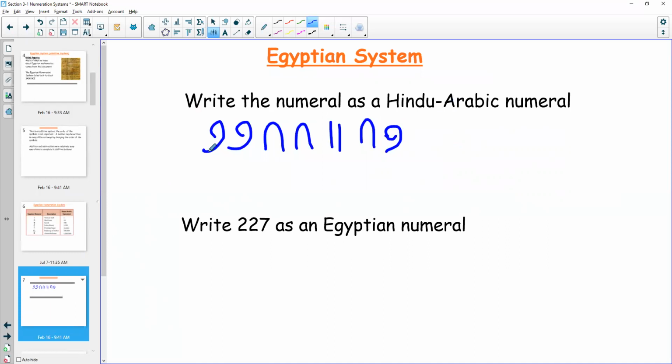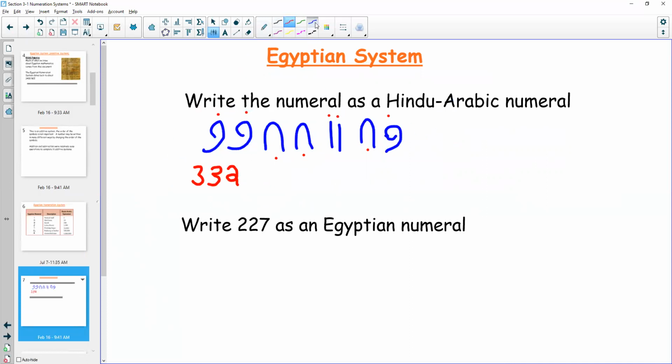So the scrolls are worth 100. It doesn't matter what order they are in. I see 1, 2, 3 of them, so that means I have 300. The heel bones are worth 10, and I have 3 of those. That's 30. And then I have 2 vertical staffs, 2. So this numeral is worth 332.